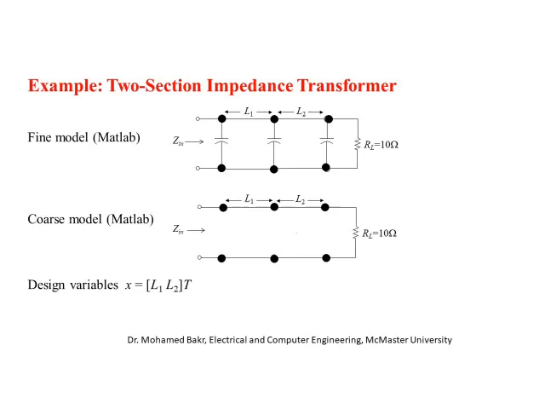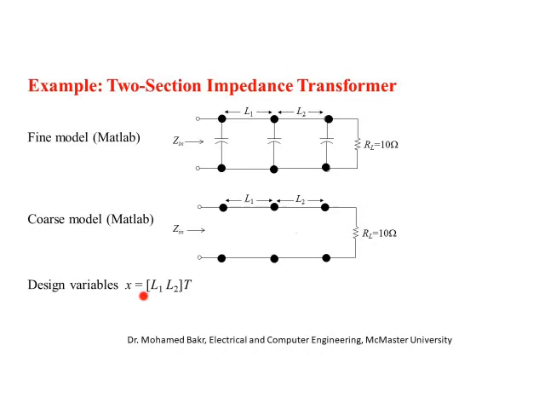One other example which was also tried using input space mapping is a two-section impedance transformer. Again, both models are simulated in MATLAB. This is a transmission line model. Both have characteristic impedances Z1 and Z2. What you do here, you include some capacitive loads. So this becomes your fine model. This becomes your coarse model. Your parameters are L1, L2. Because of these capacitive loads, the responses of the fine model and the coarse model are different.